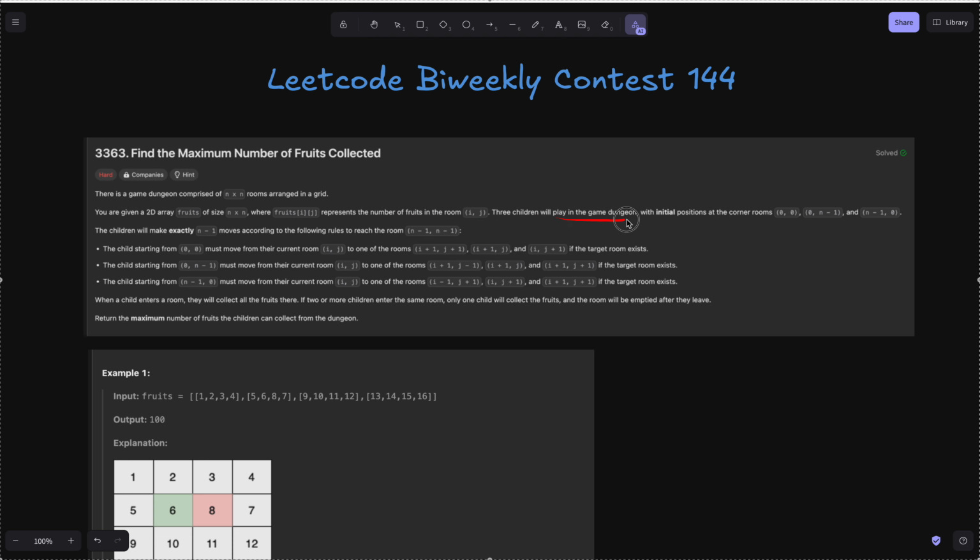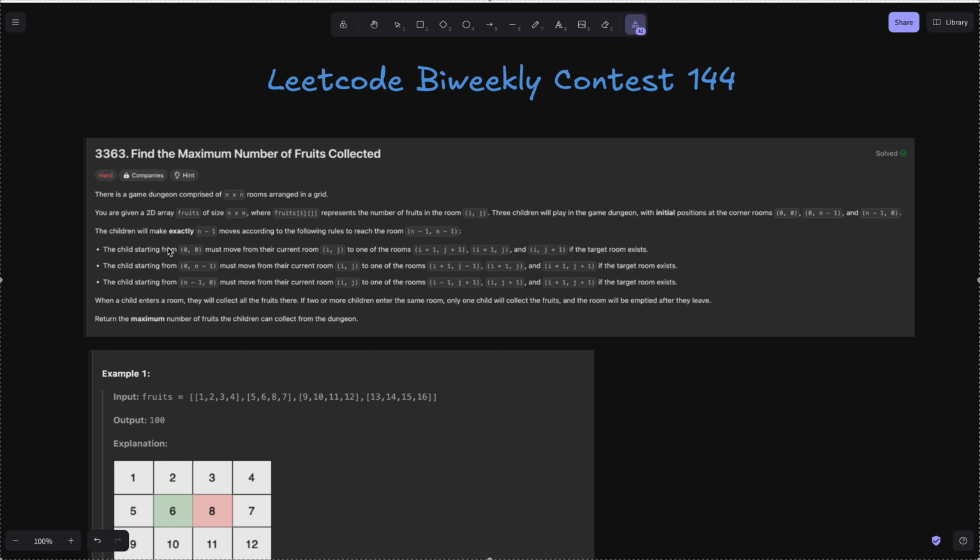Three children will play in the game dungeon with initial positions at the corner rooms (0, 0), (0, n minus 1) and (n minus 1, 0). The children will make exactly n minus 1 moves according to the following rules to reach the room (n minus 1, n minus 1). The child starting from (0, 0) must move from their current room (i, j) to one of the rooms (i plus 1, j plus 1), (i plus 1, j) and (i, j plus 1) if the target room exists.